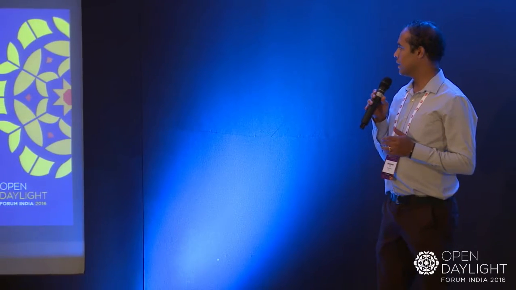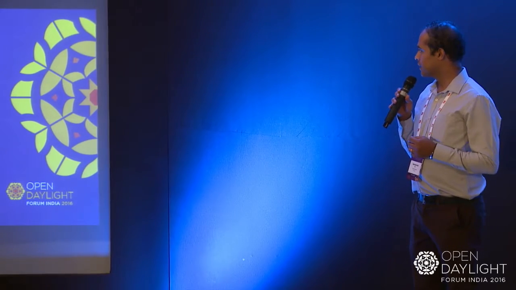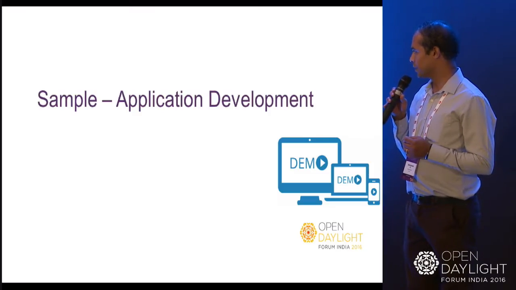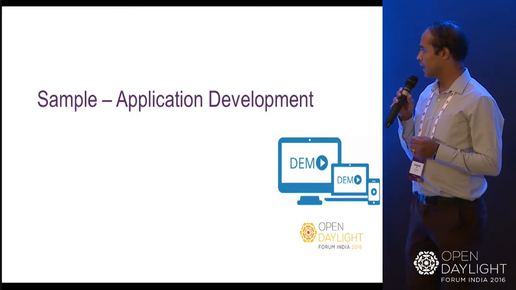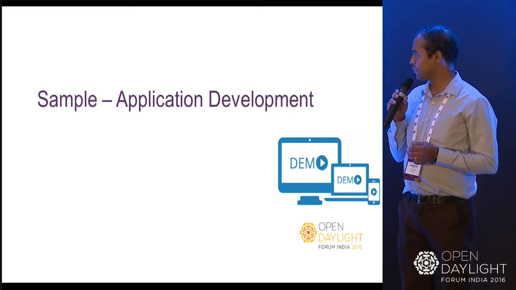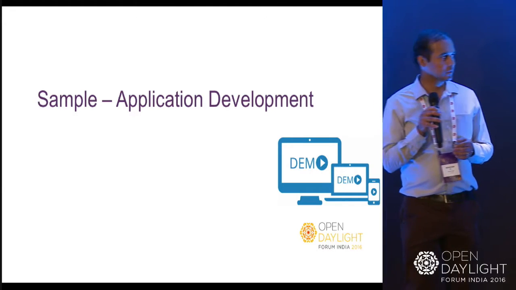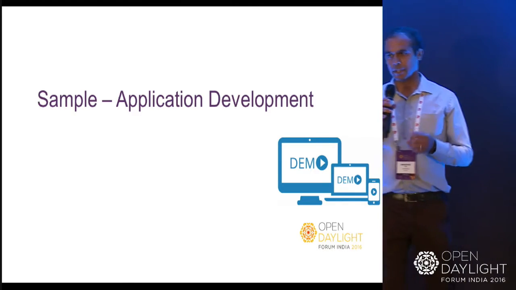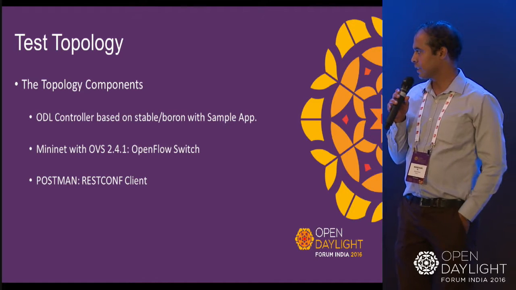So topology typically, we have the controller based on the stable Boron code. The current master code of OpenDaylight is what they call Carbon, but we have taken the code from the stable Boron branch, and the Mininet has OVS 2.4.1 version of Open vSwitch, and Postman as a REST client. We'll be shooting the request to the Postman client, or instead of Postman, we can use the API browser, which you've already been trying out since morning.